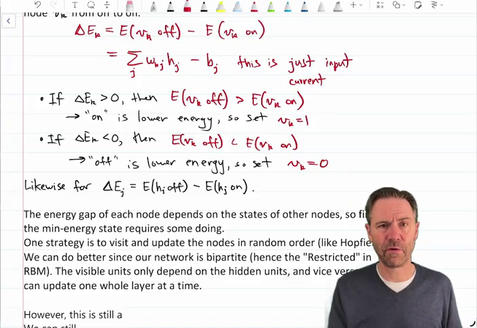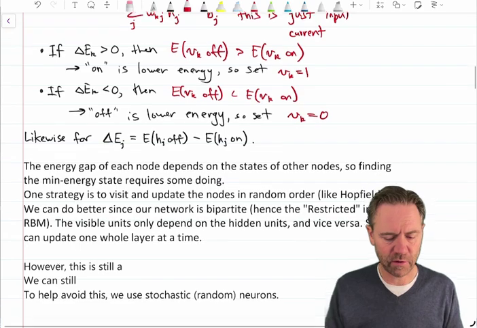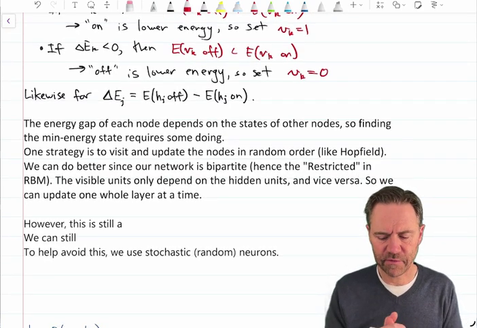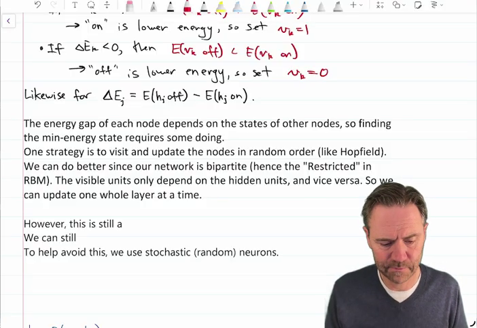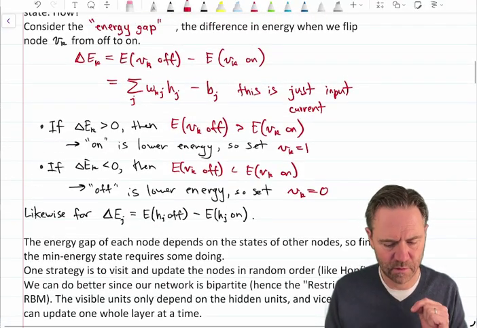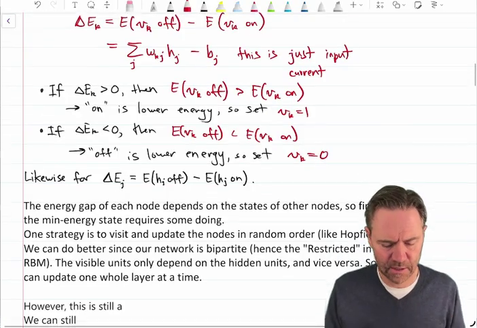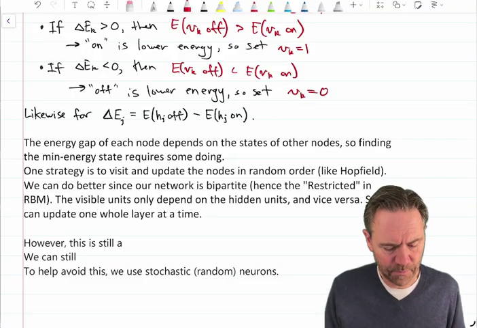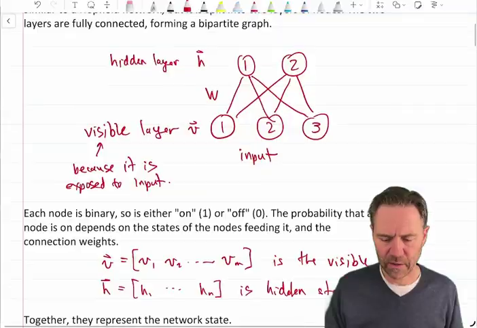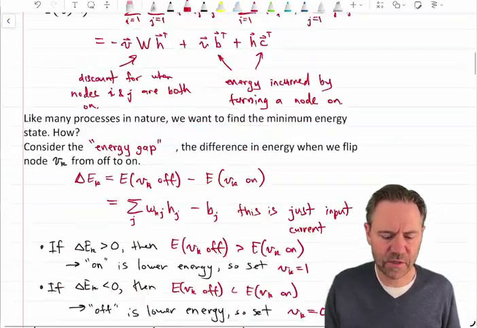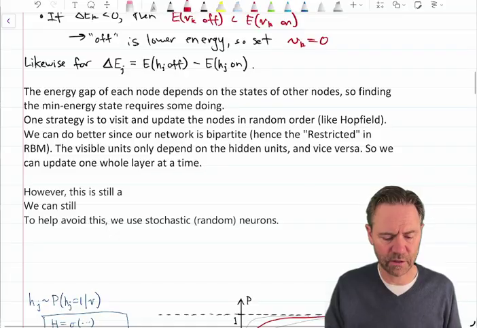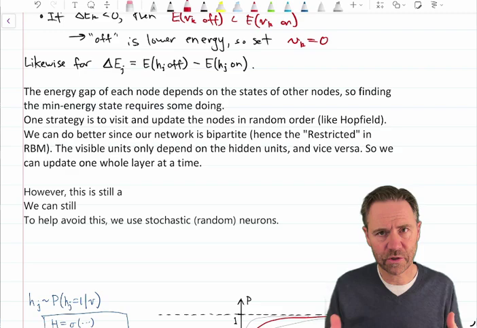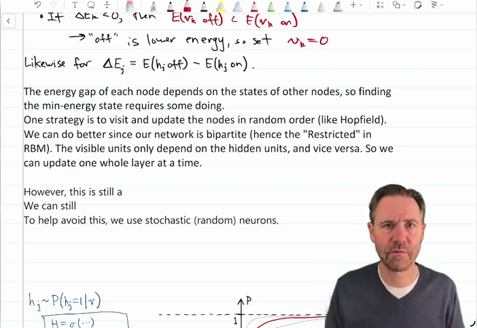And you could do the same thing for the H nodes, but I won't bother writing it all out. So the energy gap of each node depends on the states of the other nodes, because as we saw, that's the formula. It's like an input current. So one strategy is to visit and update all the nodes in random order, like Hopfield. We can do better since our network is bipartite. Remember, way up here, it's a bipartite graph. So the V's don't talk to each other directly, and the H's don't talk to each other directly. It's got a special structure, and that's why it's called a restricted Boltzmann machine.